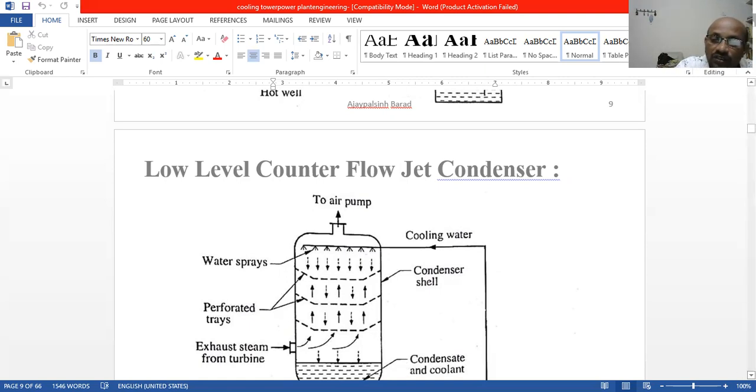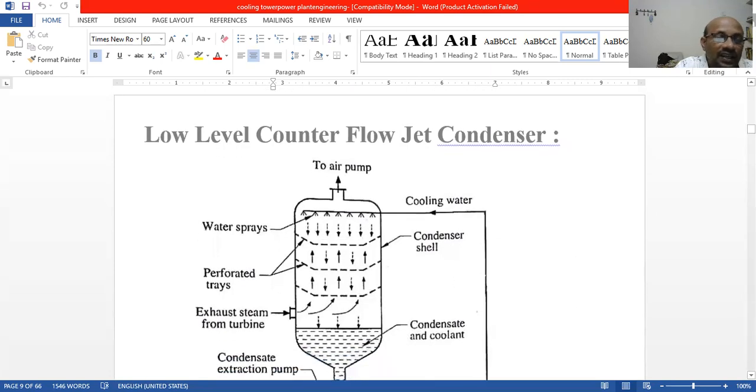Another thing we can see here is that the same perforated trays will be there. Water spraying is there. Cooling water is entering. This is the condenser shell, and the condensate.